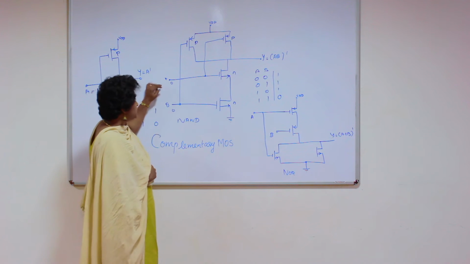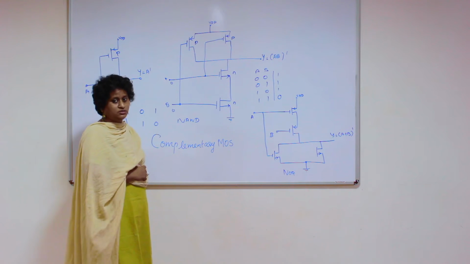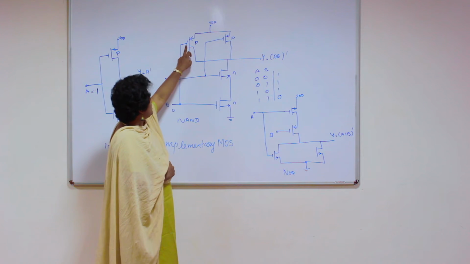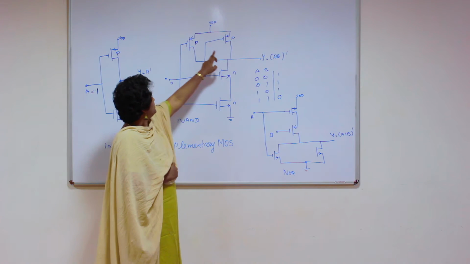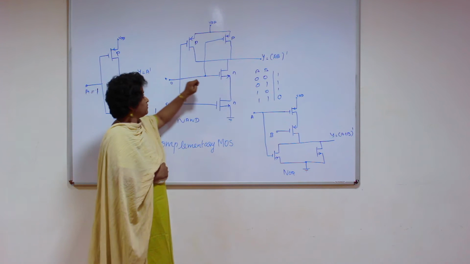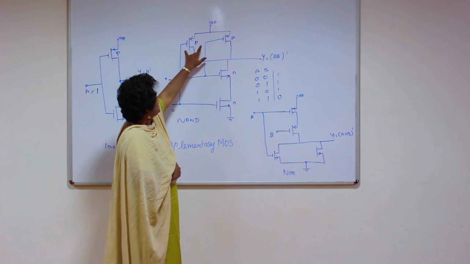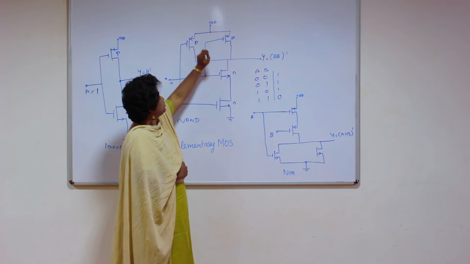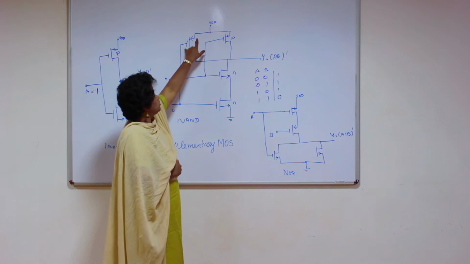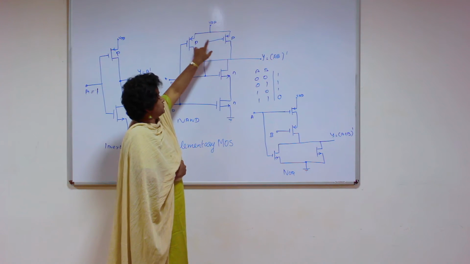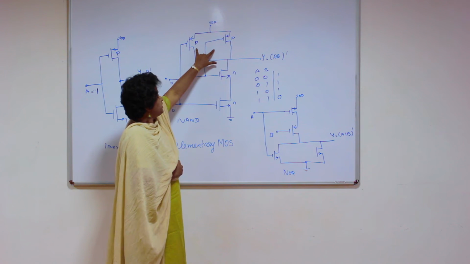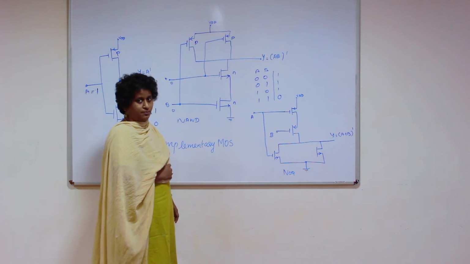Now we'll see what happens when both A and B are 0. Here the gates of the P channels are all 0 and the gates of the N channels are all 0. For this P channel, what is the gate to source voltage? Here the source is connected to the supply, so gate to source is negative. Here also gate to source is negative. So both these P channel MOS will conduct.